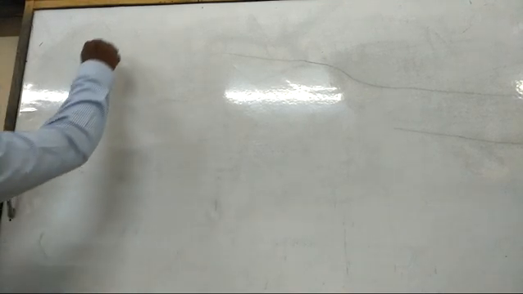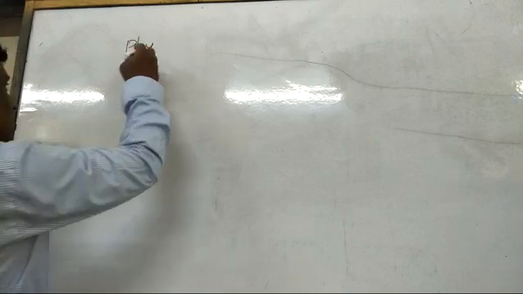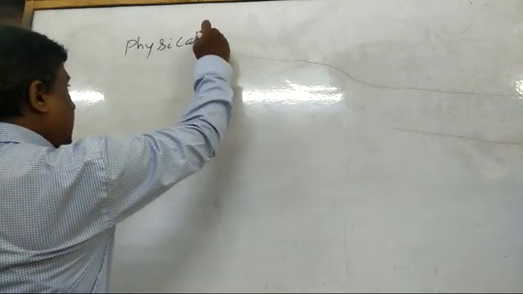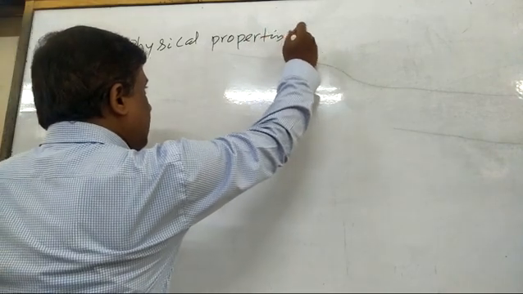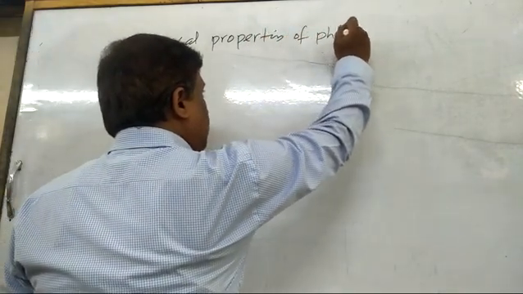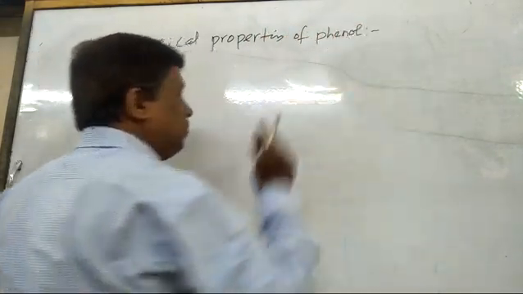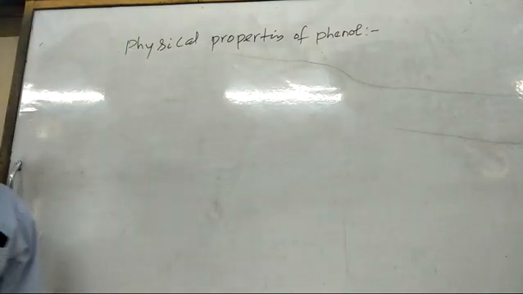Let us go through the physical property of phenol. That is, the physical property of phenol. 2 to 3 points are there.